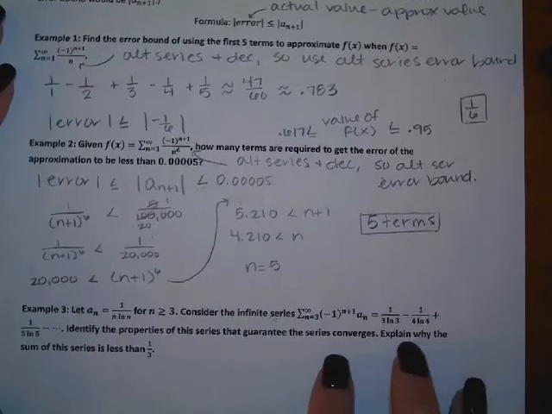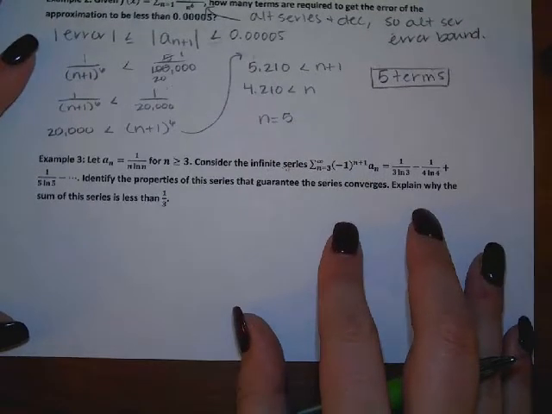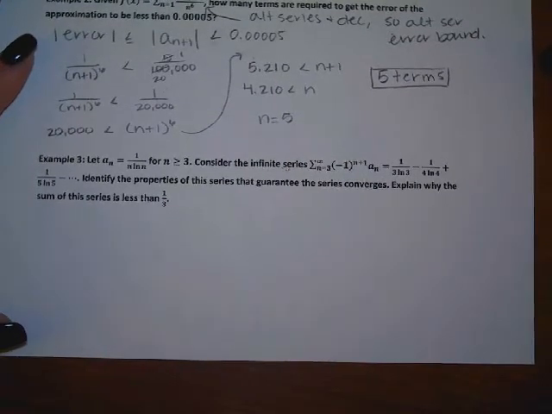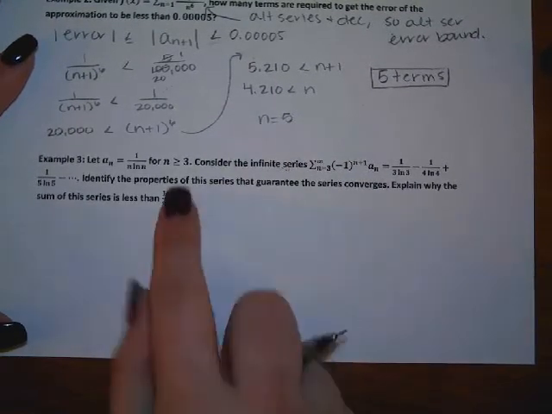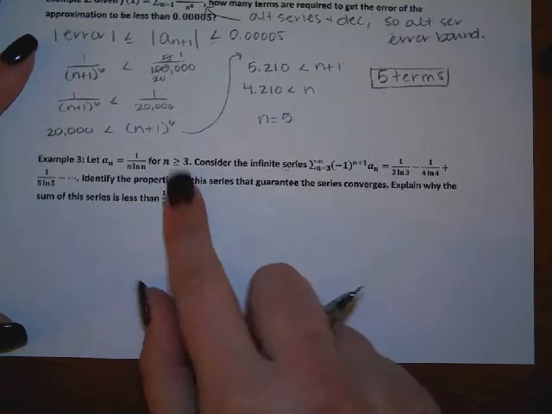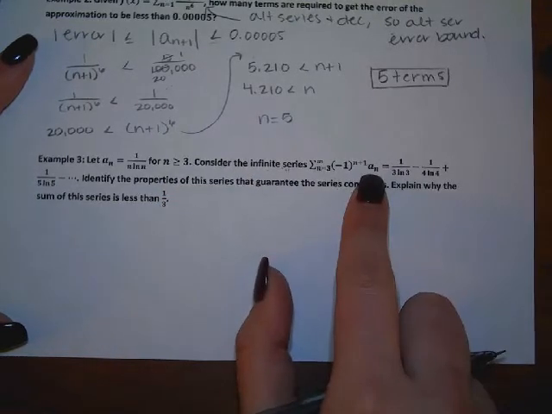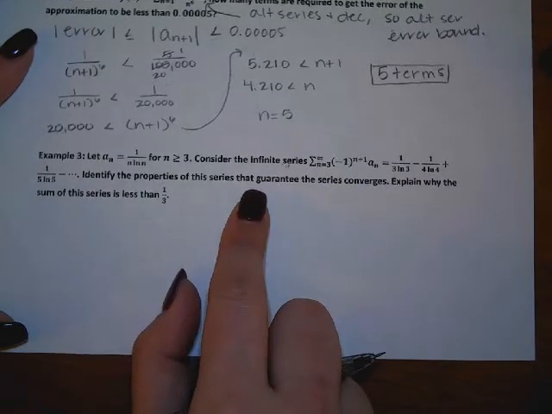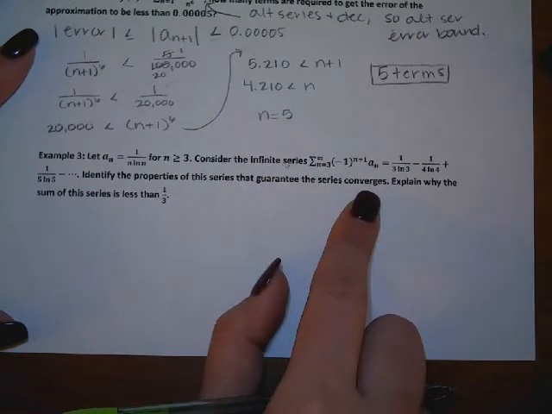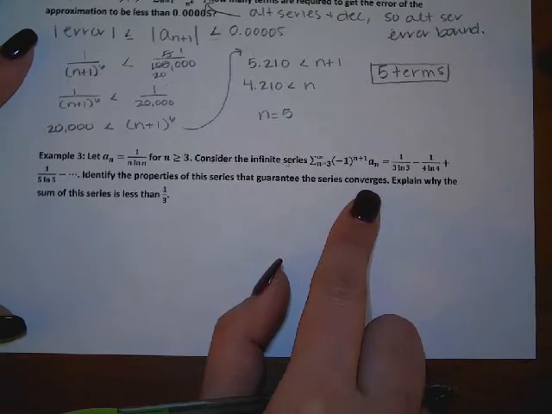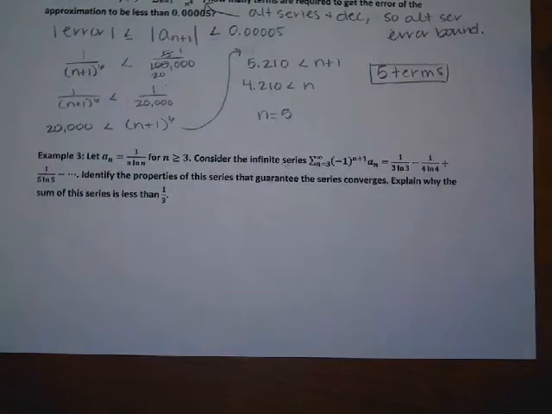Okay. Example 3 says let a sub n equal 1 over n ln n for n greater than or equal to 3, and then they're telling us to look at this series. They want us to identify the properties of this series that guarantee that it converges, and then explain why the sum of the series has to be less than 1/3.